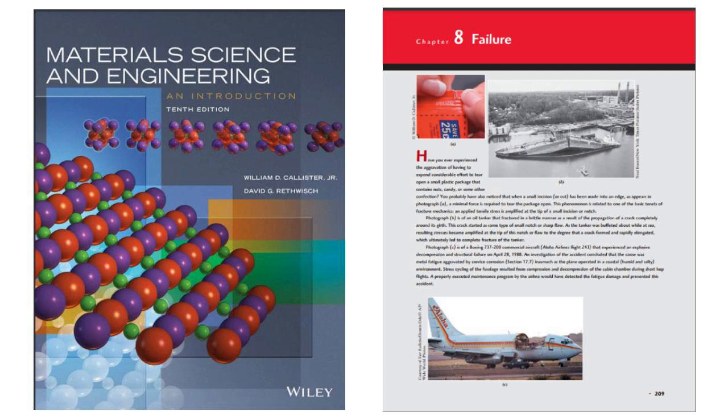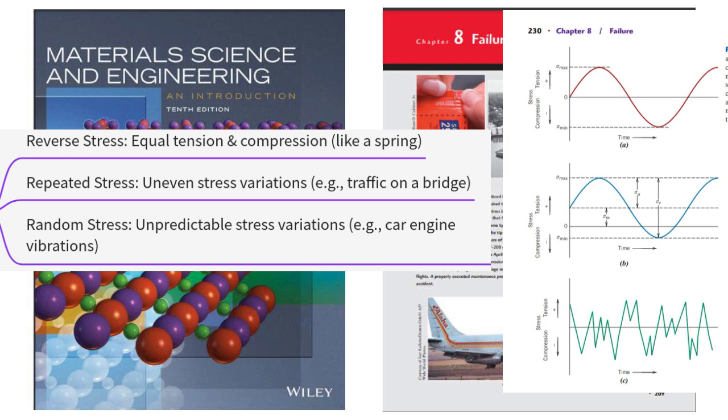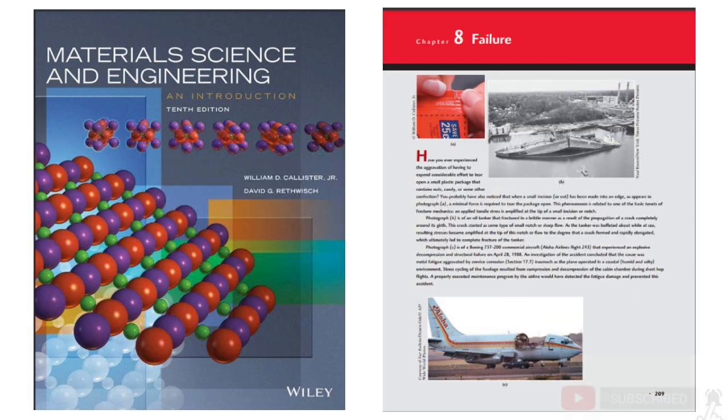So the textbook actually describes 3 main types of cyclic stresses. Okay, what are those? You have reverse stress, you have repeated stress, and then you have random stress. So 3 different flavors of cyclic stress. Well, let's break those down.